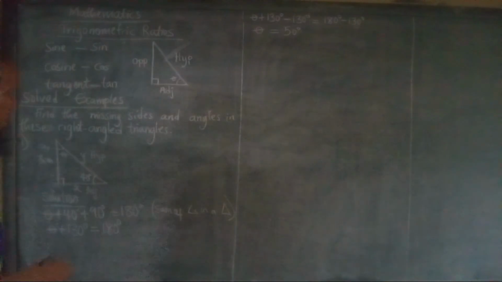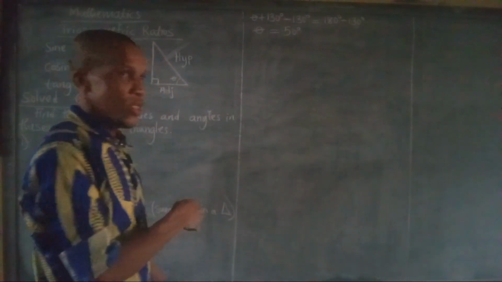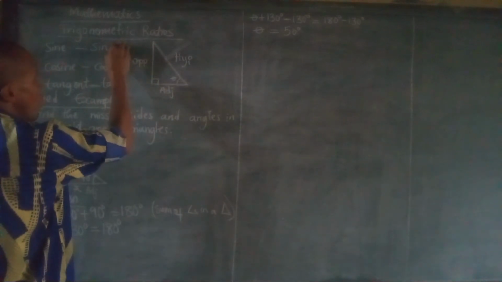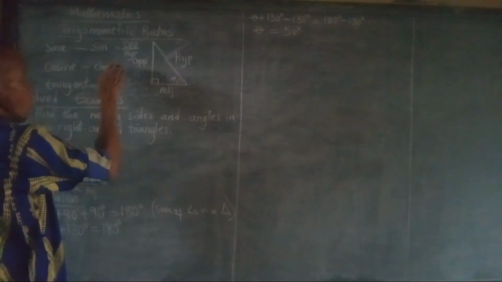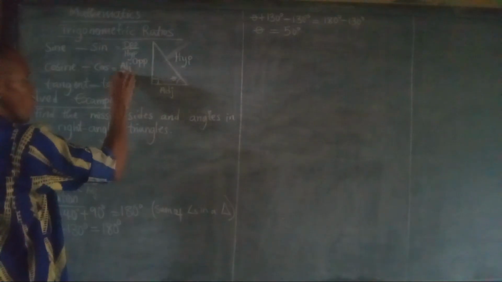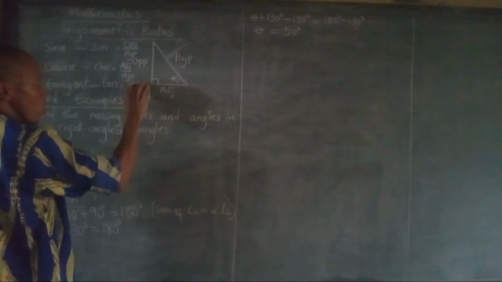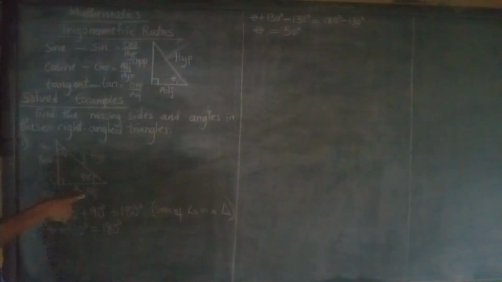Now let's solve. We have the opposite given, but we want to obtain the adjacent. Which trig ratio relates opposite to adjacent? Don't forget, it is tan. If you remember, sine is equal to opposite over hypotenuse. Cosine is equal to adjacent over hypotenuse. And tangent is equal to opposite over adjacent. So the trig ratio that connects opposite and adjacent is tan.